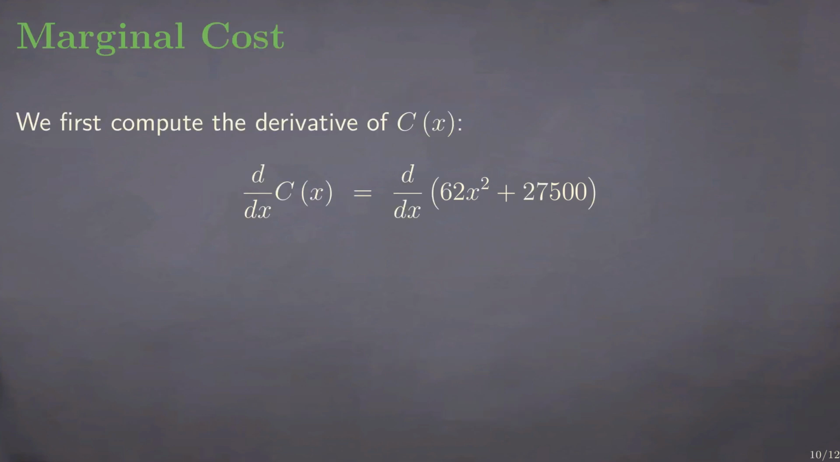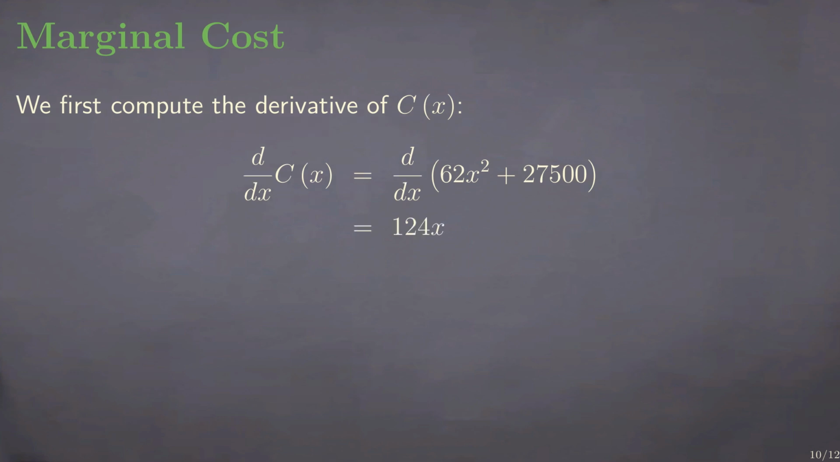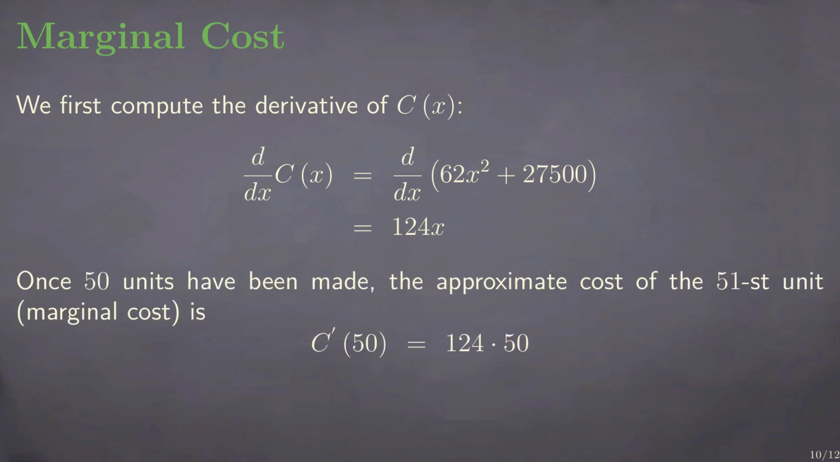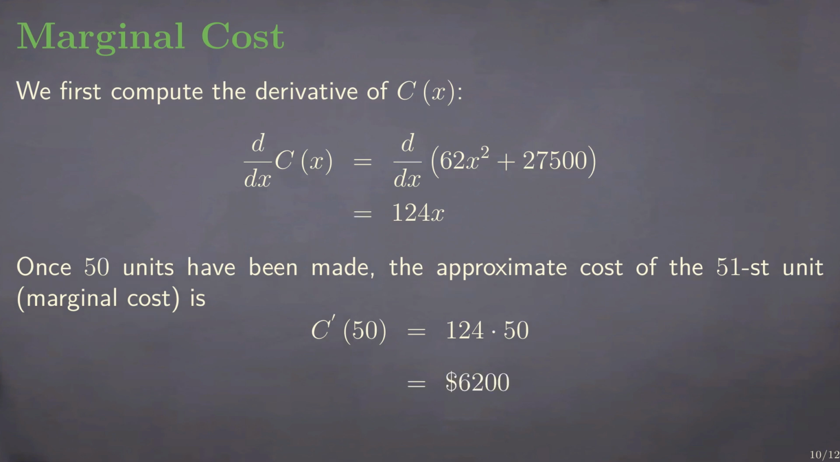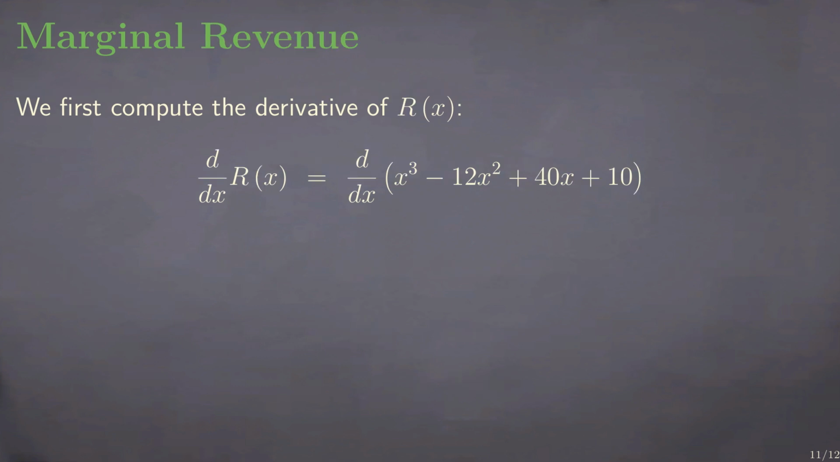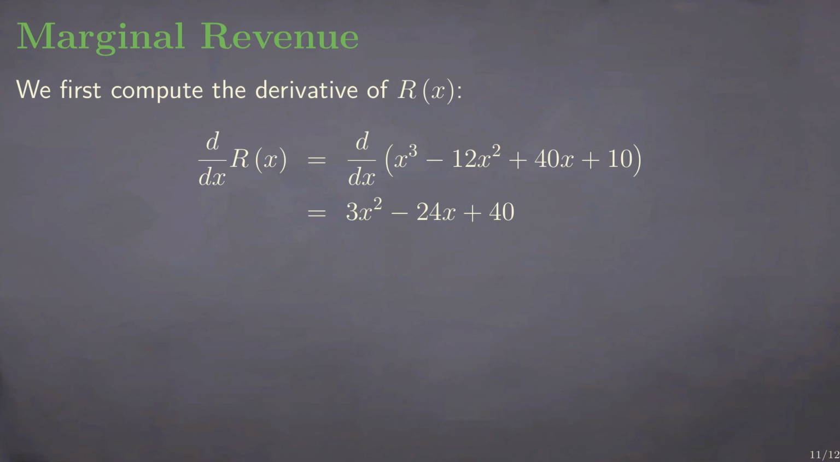Okay, so now let's see what the marginal cost is after the production and sale of 50 items. Recall that this is the derivative of C evaluated at x equals 50. So first we need to compute the derivative of C, which is the derivative of 62 times x squared plus 27,500. It is just a quadratic function, so the derivative is taken quite easily, and it is 124 times x. So once 50 units have been made, the approximate cost of the 51st unit, or the marginal cost, is C prime of 50, which is the product of 124 and 50, and this is $6,200.